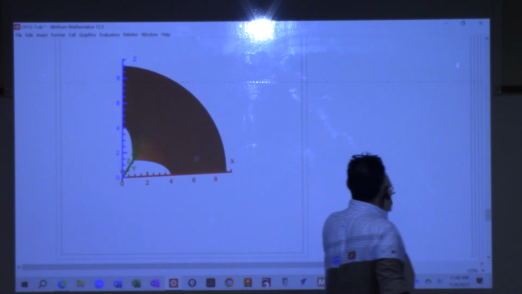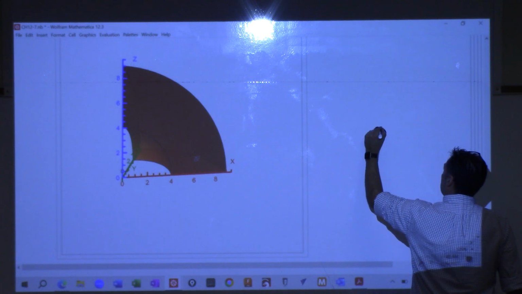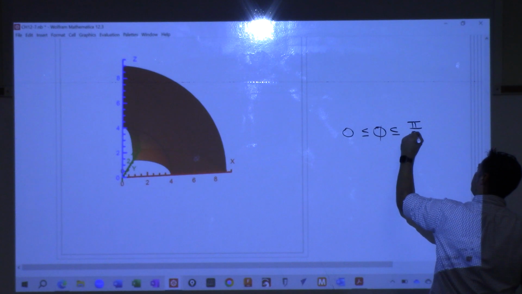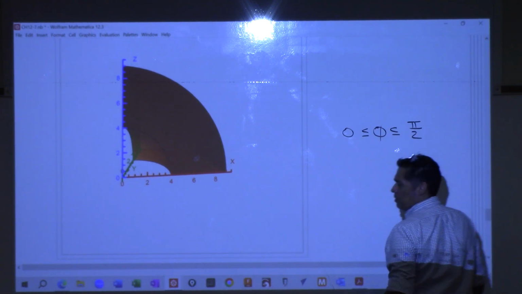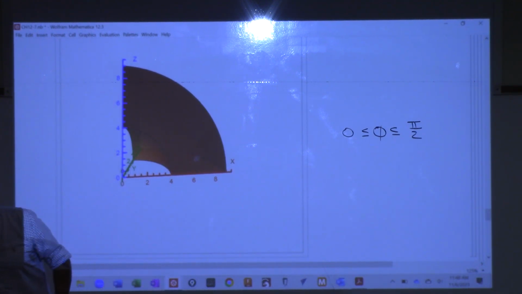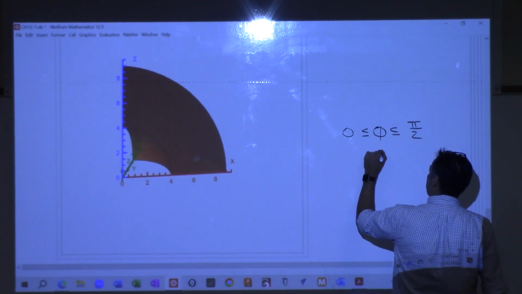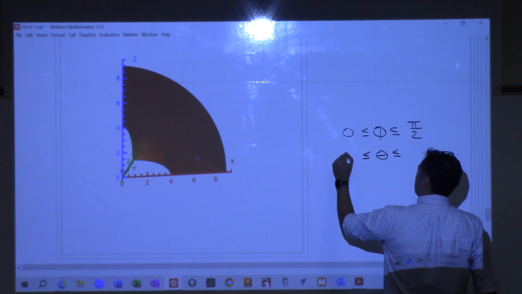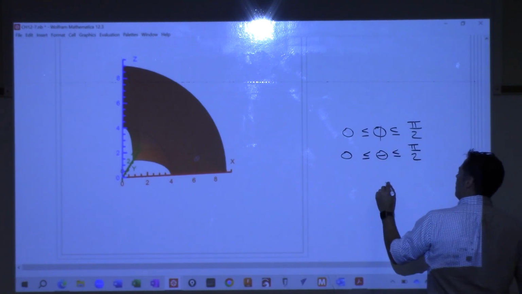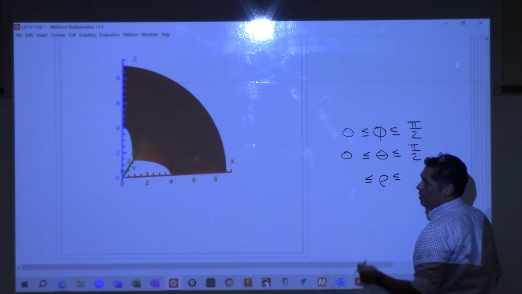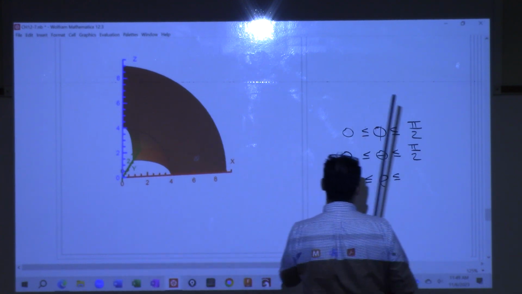So phi is between 0 and pi over 2. And then what should we look at next? You want to do theta? Theta is between first octant, so 0 to pi over 2 again, right? 0 to pi over 2 is theta. And then rho is your distance out, right? Which is 4 and 9.